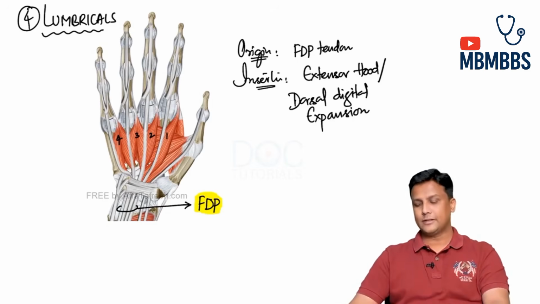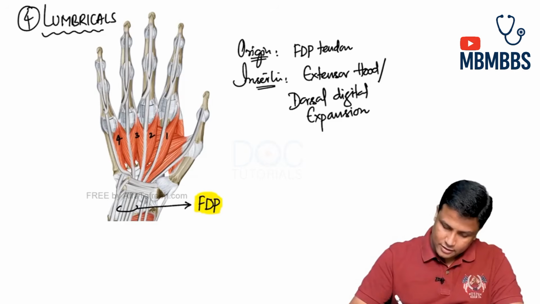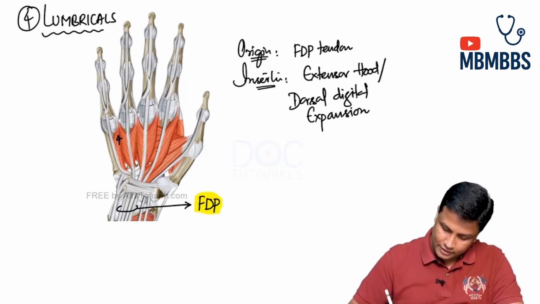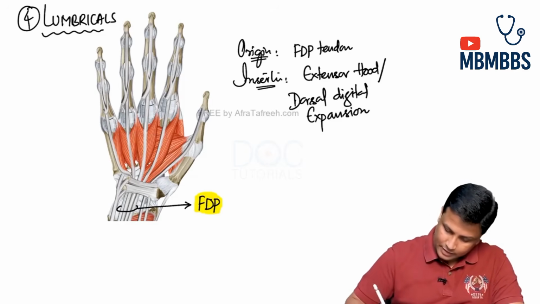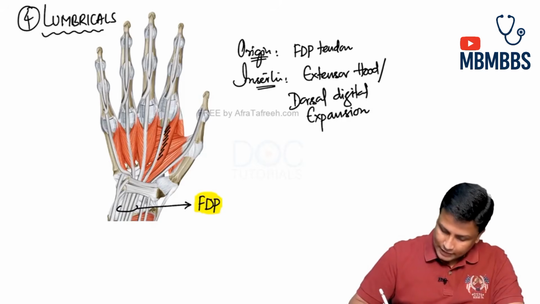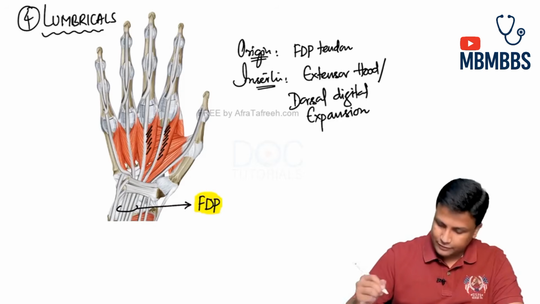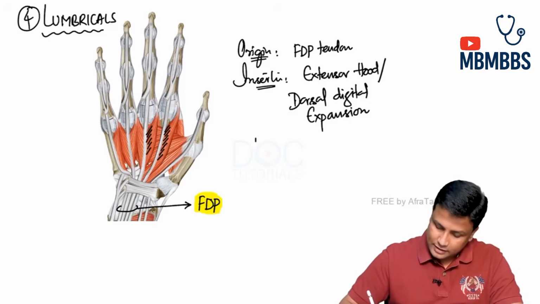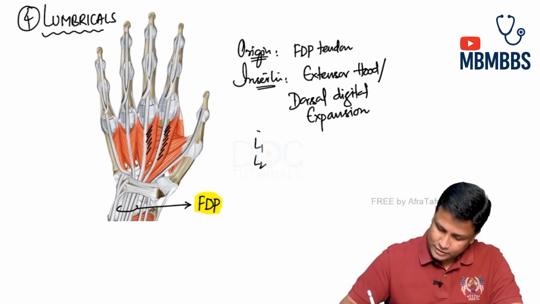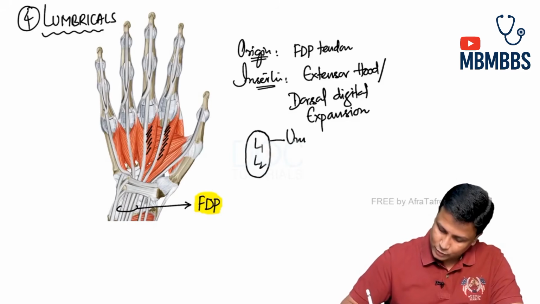Dorsal digital expansion, guys. Now once you are done with the origin and insertion of these lumbricals, look at lumbrical number 1, guys. Lumbrical number 1 is originating only from one tendon here. Lumbrical number 2, it's also originating only from one tendon. That means L1 and L2, just for the sake of representation, the first and second lumbrical, these two will be unipinnate.